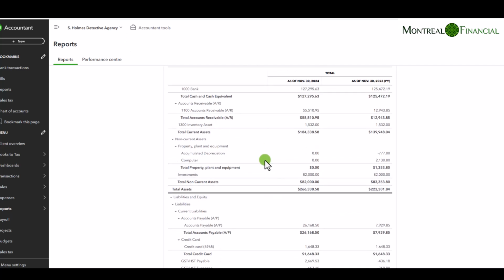Okay, so in the next one, in the property, plant, and equipment, you could have computer, furniture, equipment, etc. And you just want to make sure that the balances look okay, and that the depreciation balance agrees to your tax return.